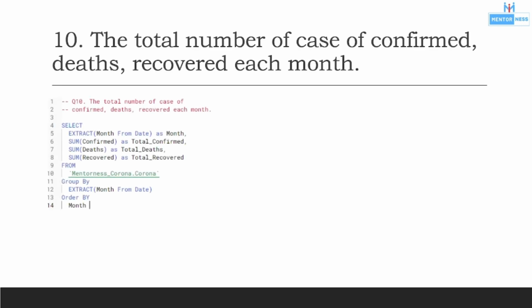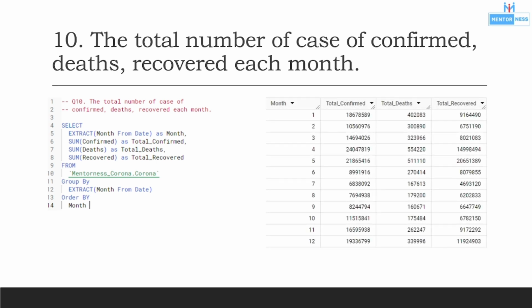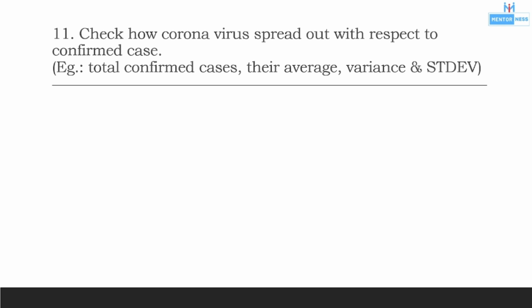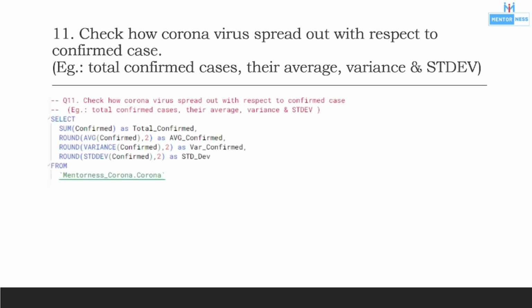The 10th one is to find the total number of confirmed, death, and recovered cases each month. So we need to find this for each month. The total number of confirmed cases, death cases, and recovered cases are as follows. And the 11th is to check how coronavirus is spread out with respect to confirmed cases. So we need to find the total number of confirmed cases and their average, variance and standard deviation.